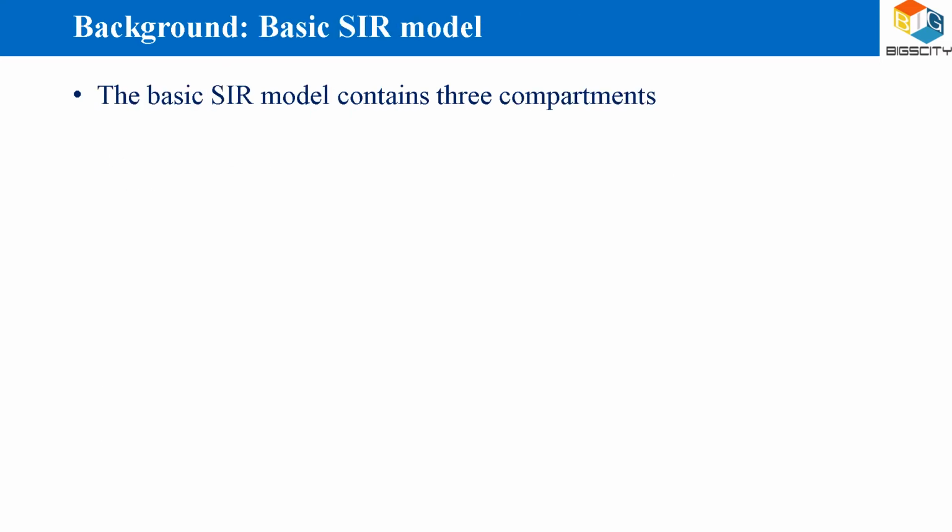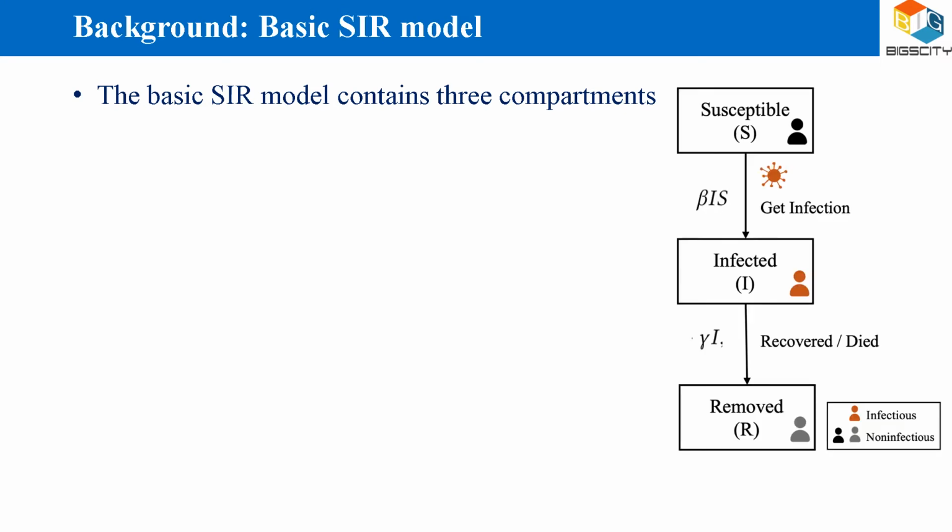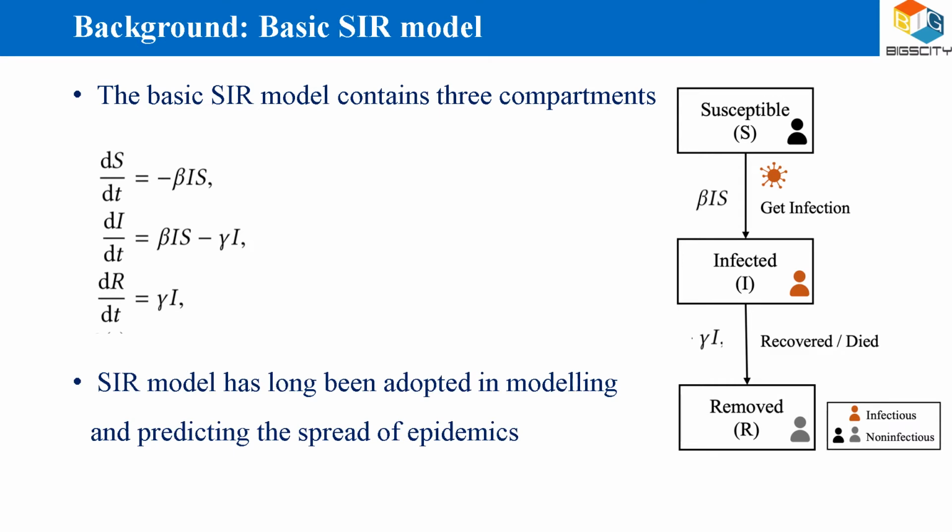Lots of models have been widely adopted in the field of epidemics. The most famous one is the basic SIR model with three compartments: the susceptible S, the infected I, and the removed R. The transition relationships between the three compartments are listed in the equations. The SIR model has long been adopted in modeling and predicting the spread of epidemics.